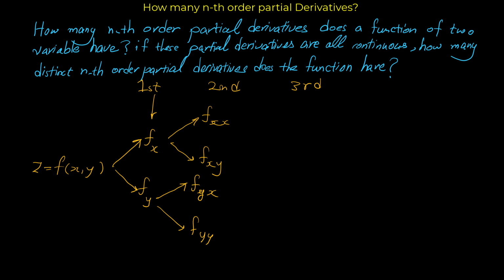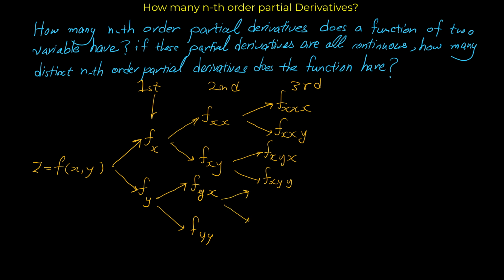From fxx, we have two choices again, fxxx or fxxy. From fxy, we can take the derivative with respect to either x or y again. From this we have two choices, and from this also we have two choices. So one answer here, one answer here, one answer here, one answer. So for the third order partial derivatives, we have 8 partial derivatives.